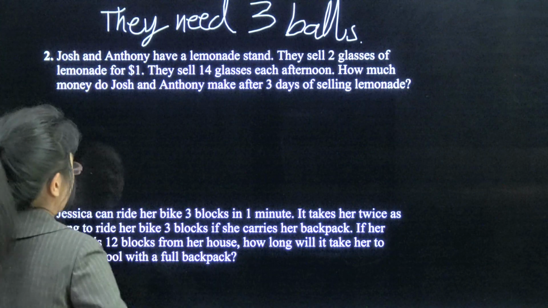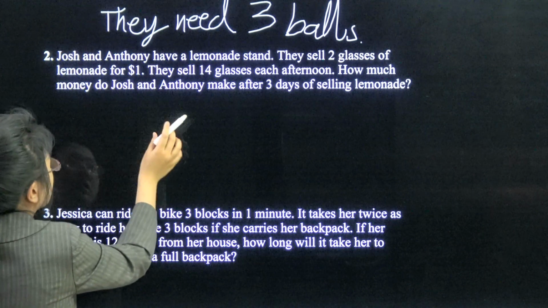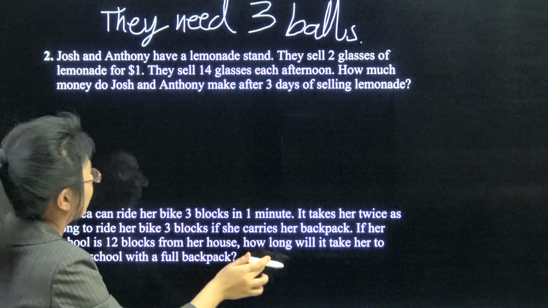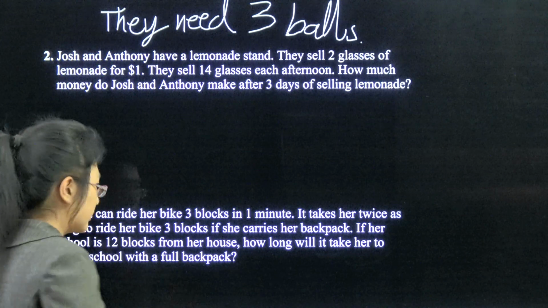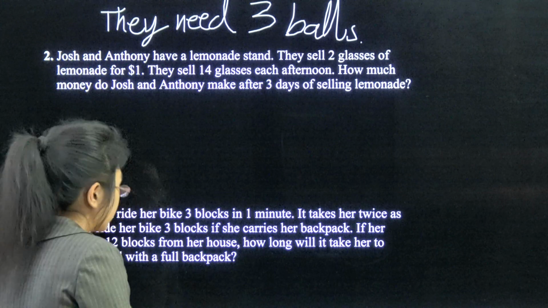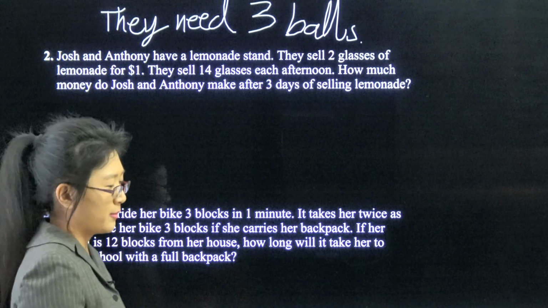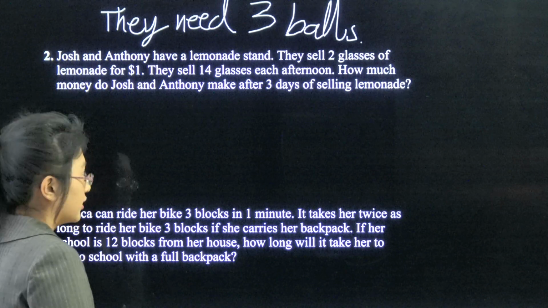So let's carry out our plan and solve it. Now, 14 glasses each afternoon, 2 glasses for $1, which means that 14 divided by 2 equals the amount of money they earn each afternoon, which is $7. So 3 days of selling lemonade, 3 times 7 equals 21. Yay! Check.